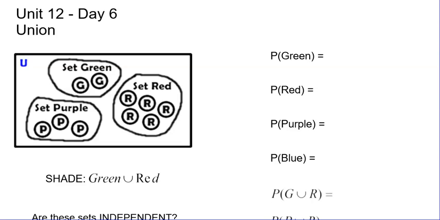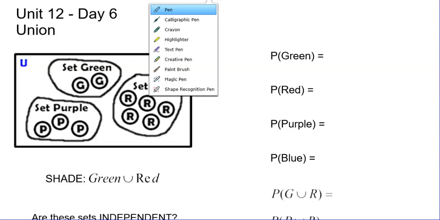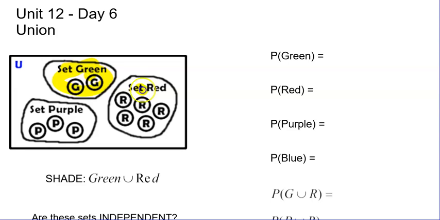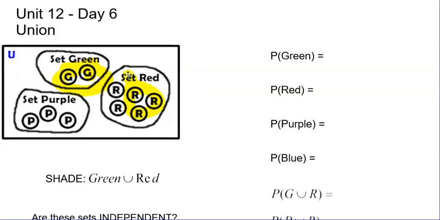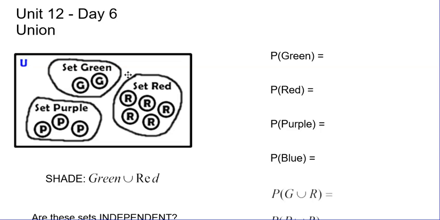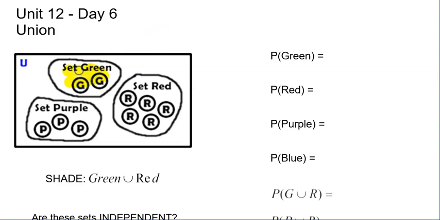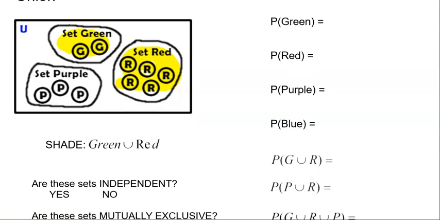All right, day 6, unions. So first off, it says shade green or red. Here's green. Here's red. Let's try that again. Now, it says, are these independent?